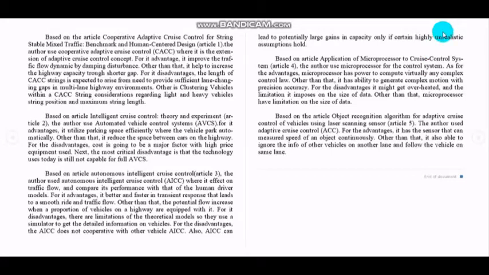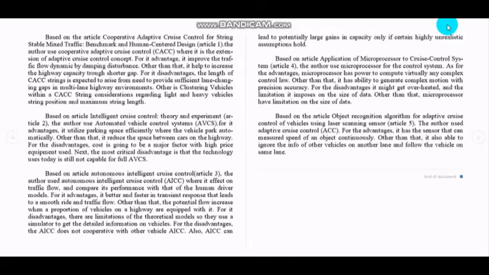Article number 4 is about application of microprocessor to cruise control systems. The author used a microprocessor for the control system. As for the advantage, the microprocessor has the power to compute virtually any complex control law. Other than that, it has the ability to generate complex motion with precision accuracy. But for the disadvantage, it might get overheated and there is a limitation it imposes on the size of data. The microprocessor has a limitation on the size of the data that can be input inside it.